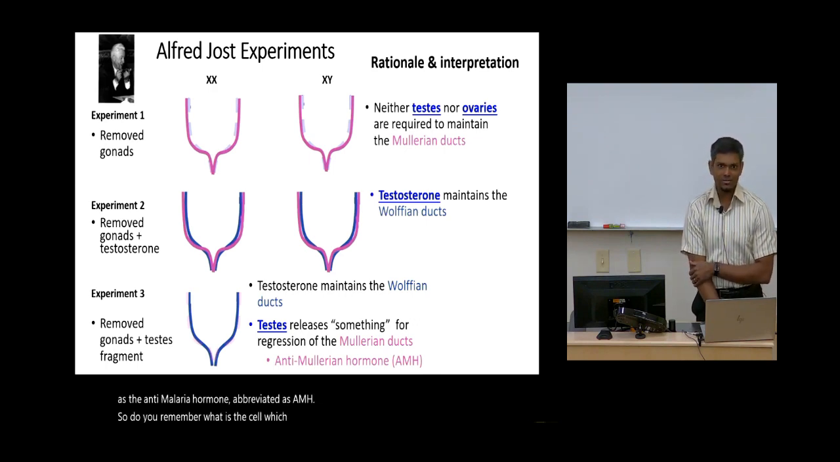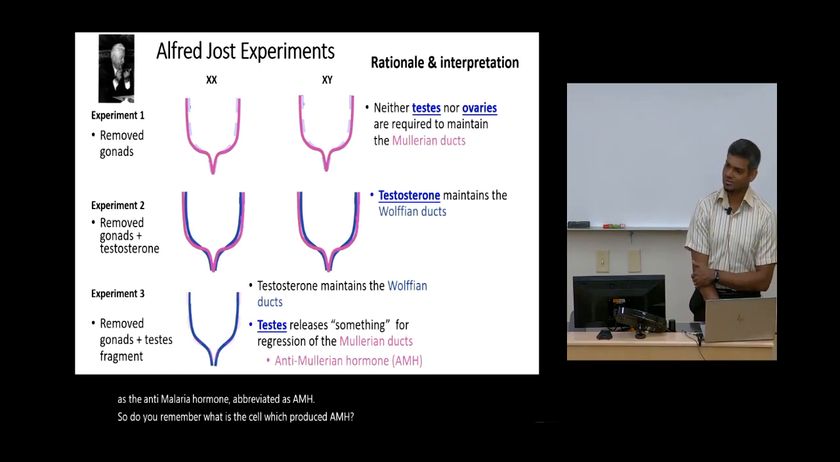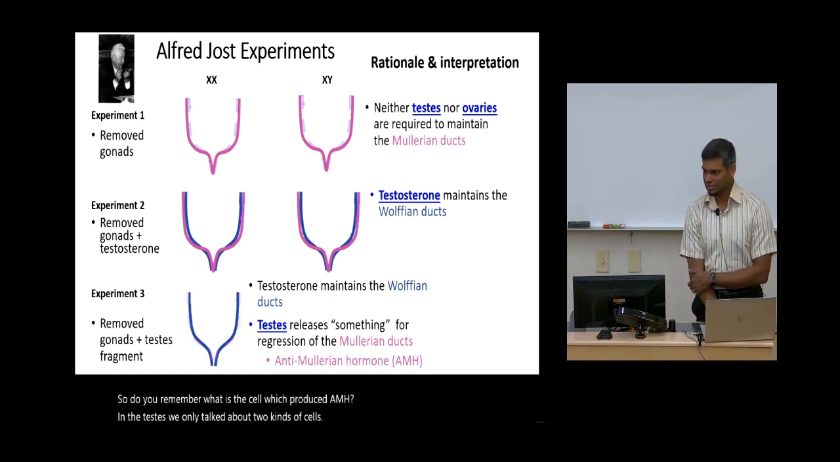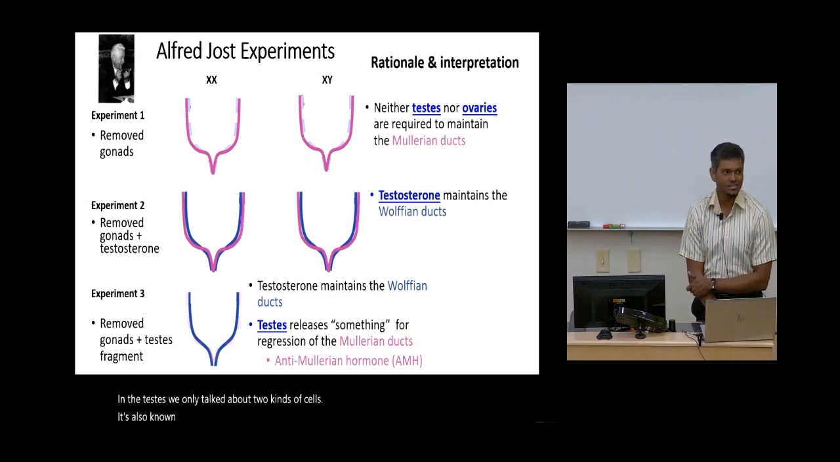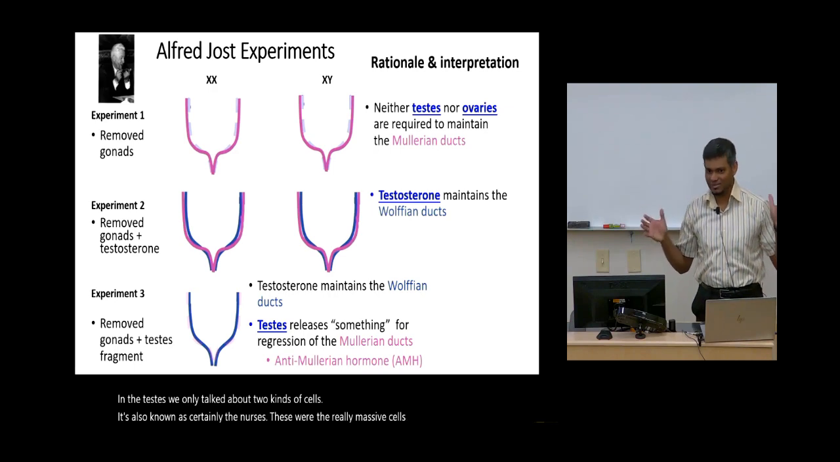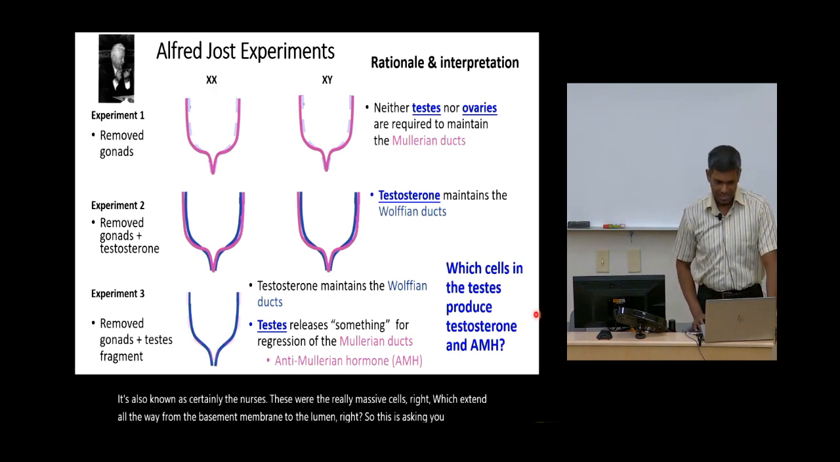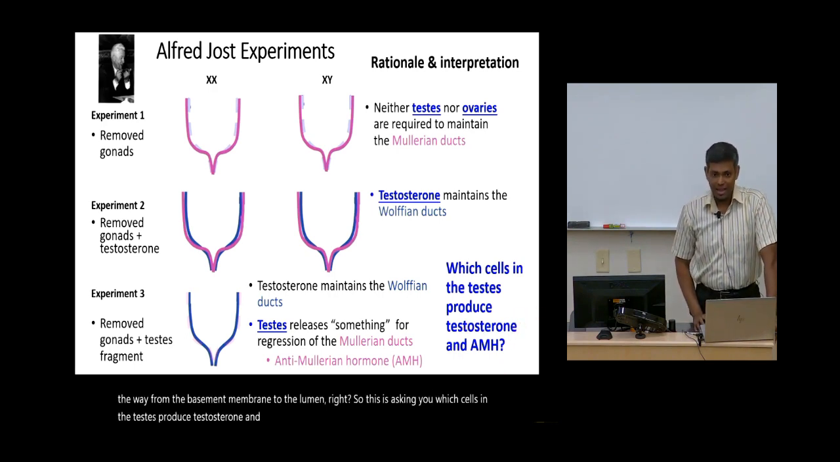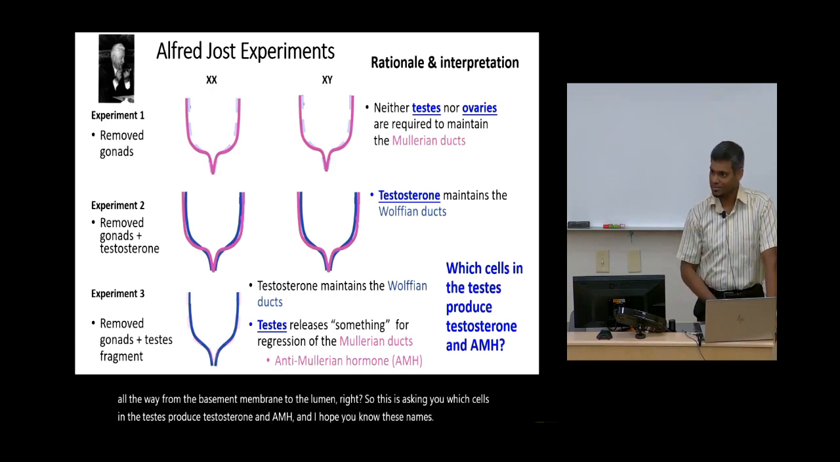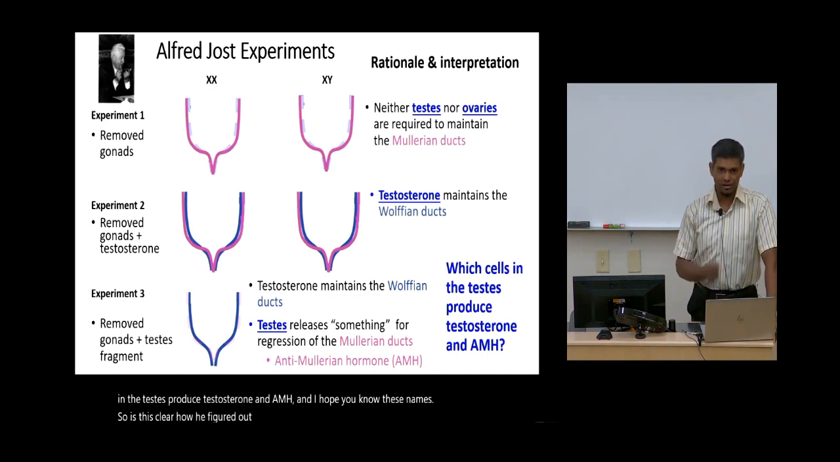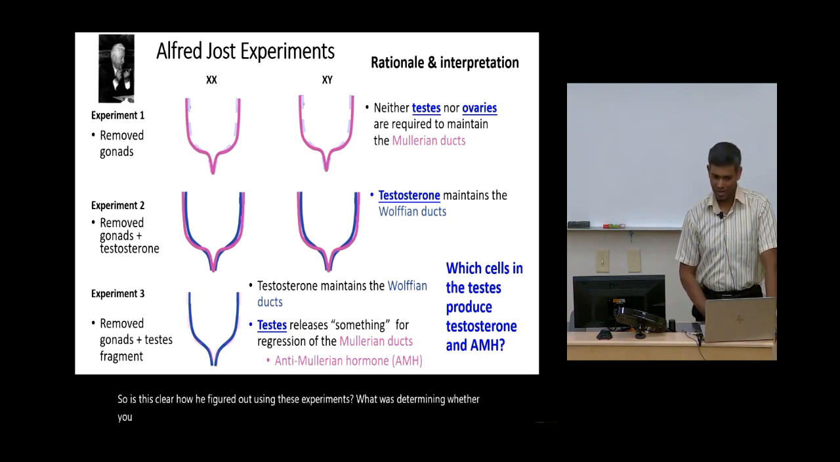So do you remember which cell produced AMH in the testes? We only talked about 2 kinds of cells, the Leydig cells and the Sertoli cells, also known as nurse cells. These were the really massive cells which extend all the way from the basement membrane to the lumen, right? So this is just asking you which cells in the testes produce testosterone and AMH, and I hope you know these names. So is it clear how he figured out, using these experiments, what was determining whether you have the Wolffian duct or the Mullerian ducts developing? Pretty clever experiments.